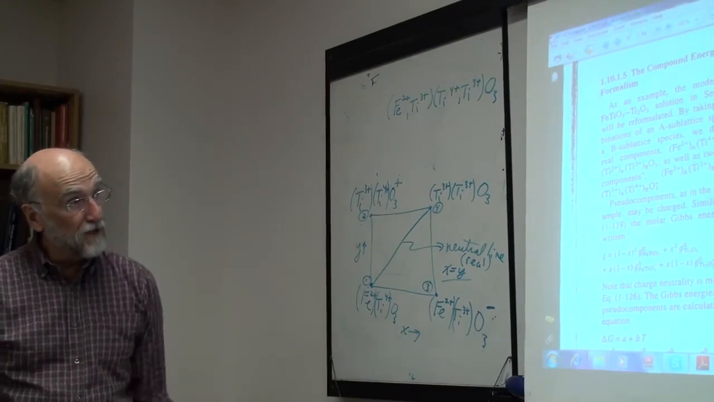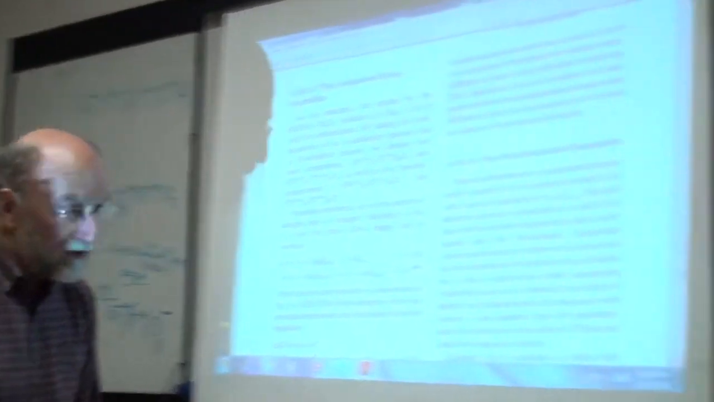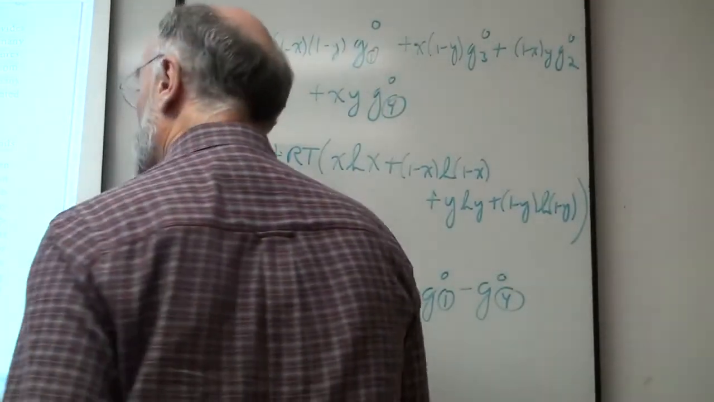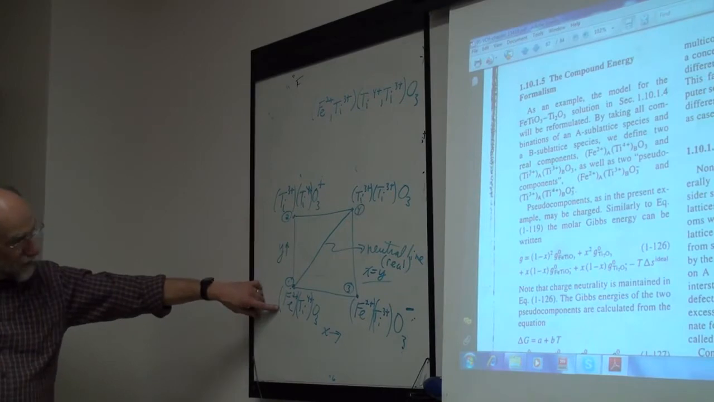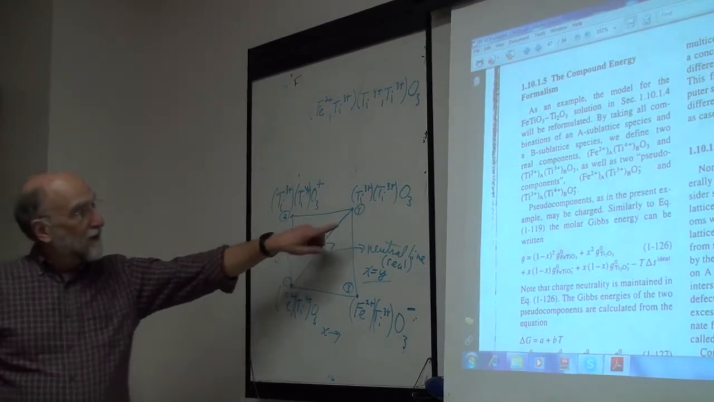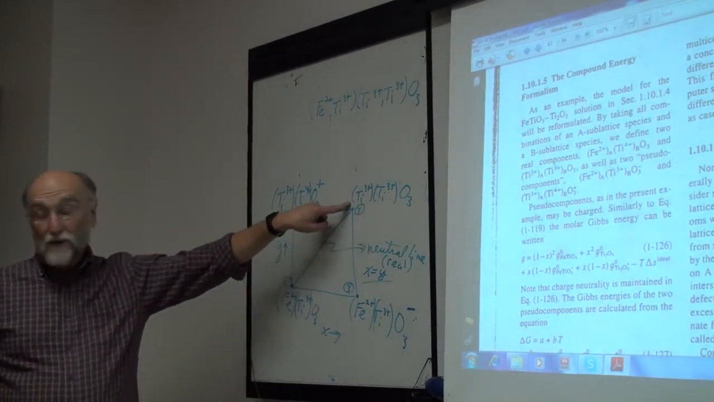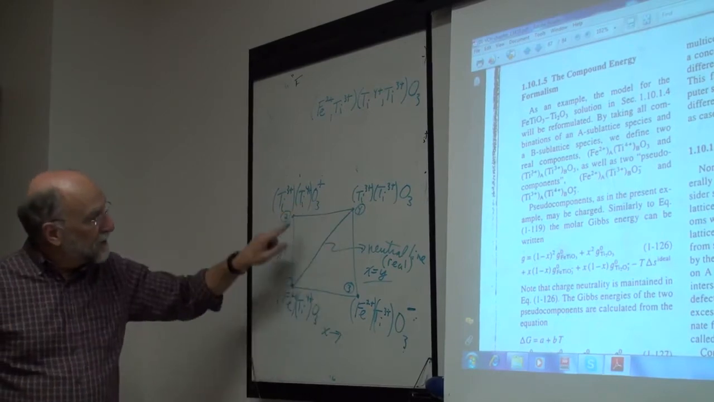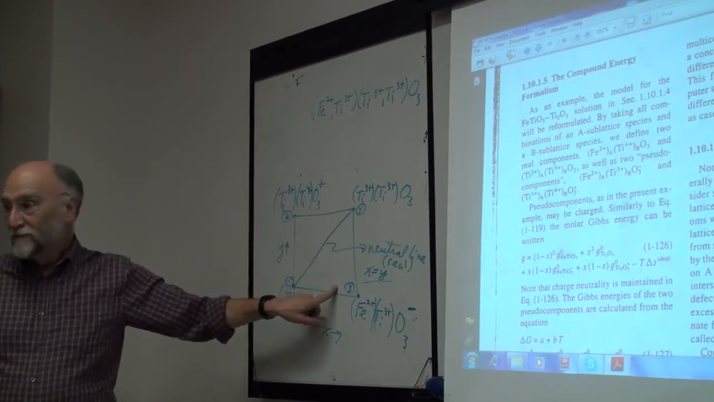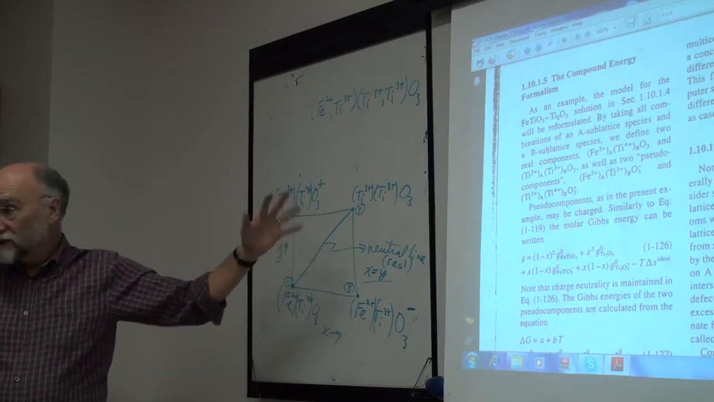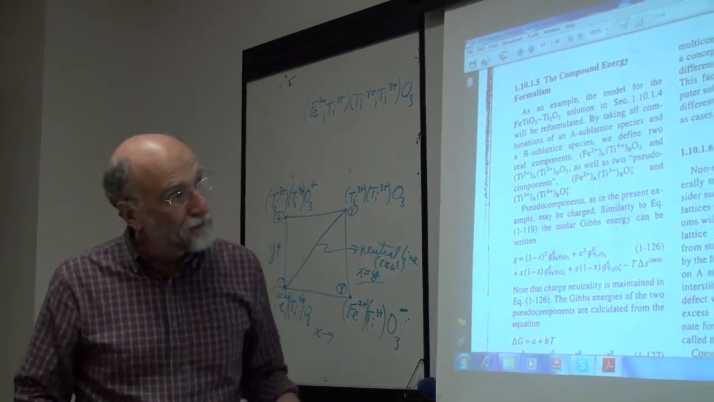Okay, well those are the Gibbs energies. So G naught of 1 is the Gibbs energy of ilmenite. G naught 4 is the Gibbs energy of Ti2O3. G naught 2 and G naught 3 are completely hypothetical things, but they have to do with the exchange of sites.